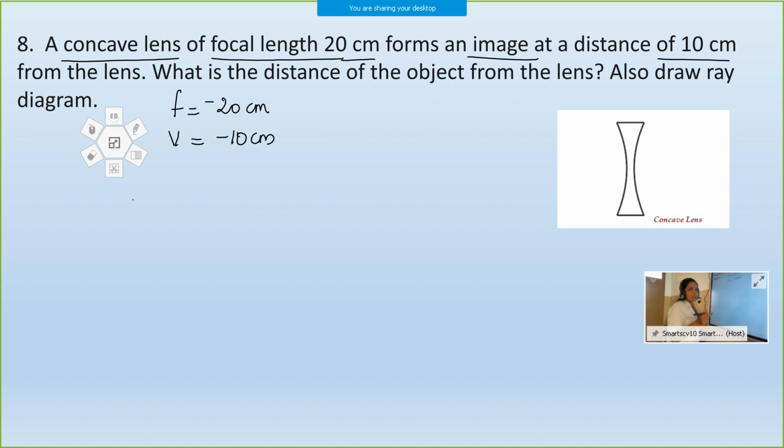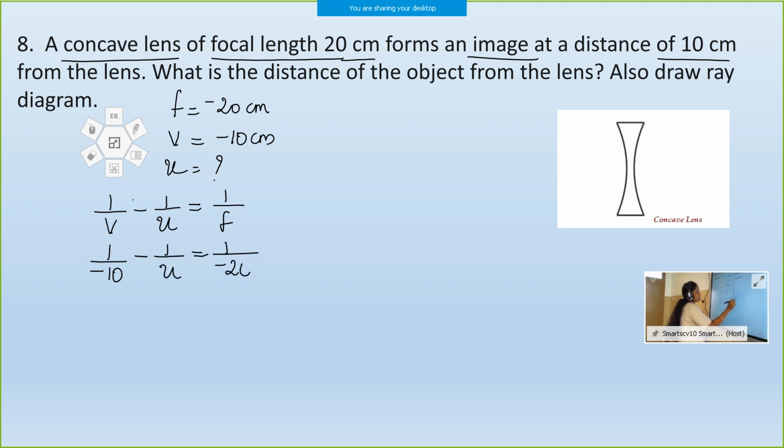Why are we putting the minus sign? Because, as you know, for a concave lens the image is always formed on the left hand side, on the same side as the object. So it is minus 10. Then what is the distance of the object? You have to find out u, and also draw the ray diagram. So the equation is 1 by v minus 1 by u is equal to 1 by f. So 1 by minus 10 minus 1 by u is equal to 1 by minus 20.